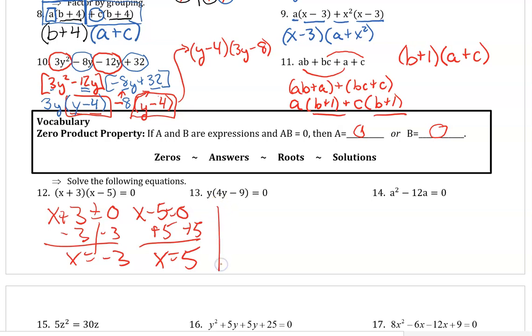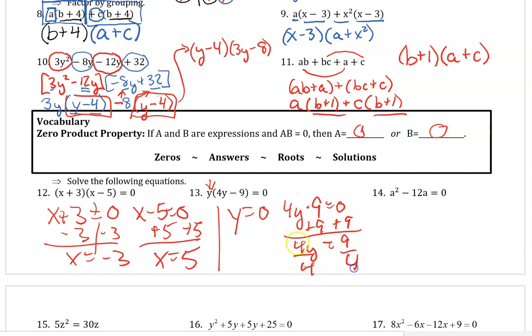On number 13, there are two expressions. One of them is y. If y equals 0, 0 times 4y minus 9 also equals 0. The second part, 4y minus 9 equals 0. We add 9 to each side and divide by 4. So y could equal 9/4.